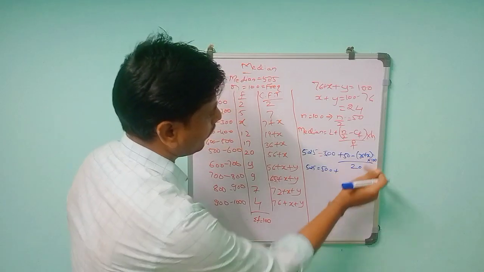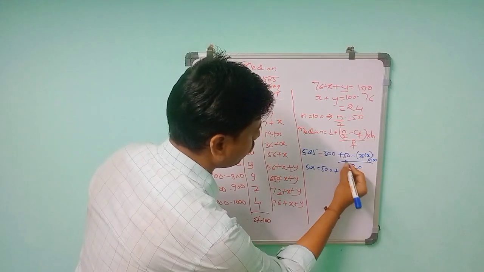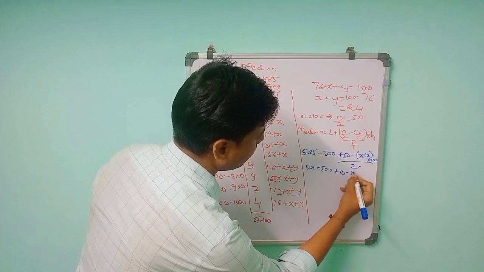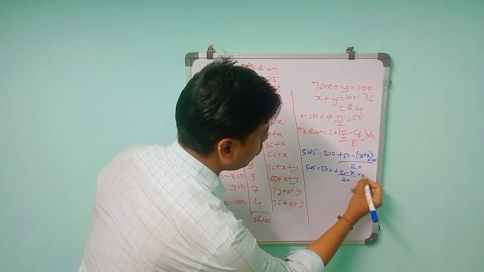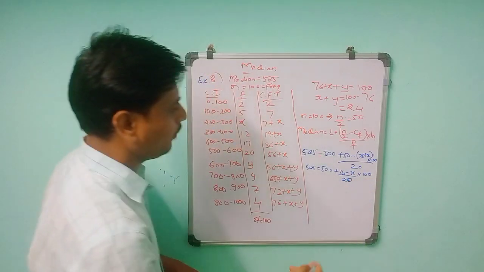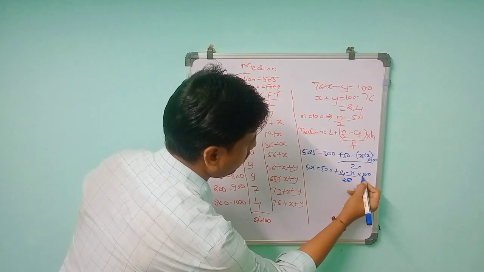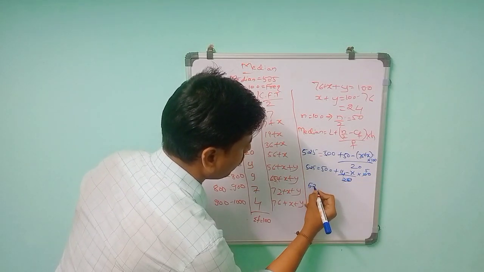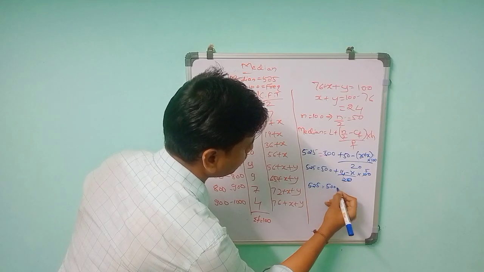And then 50 minus 36 minus h. So 50 minus 36 is 14. 14 minus h divided by 20 into 100. So if you know the 20 table, 21s, 25s, this will give you 525 is equal to 500.